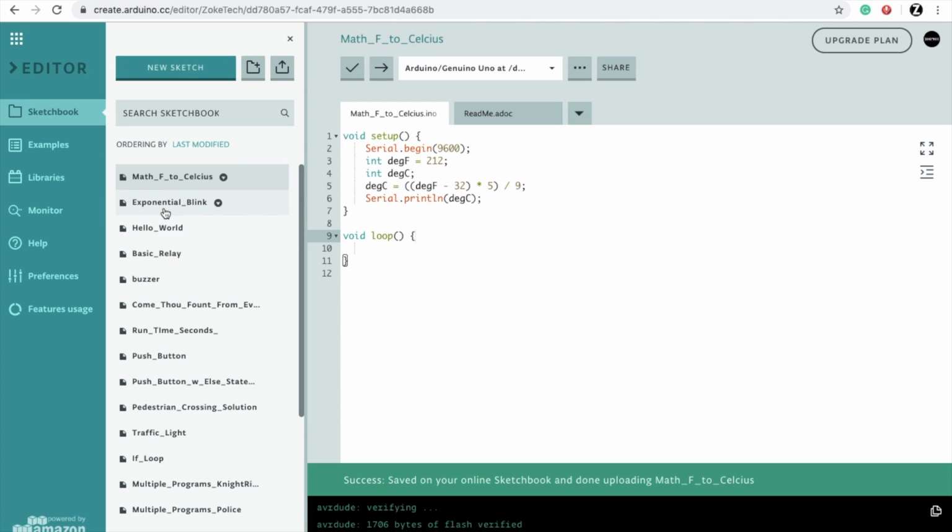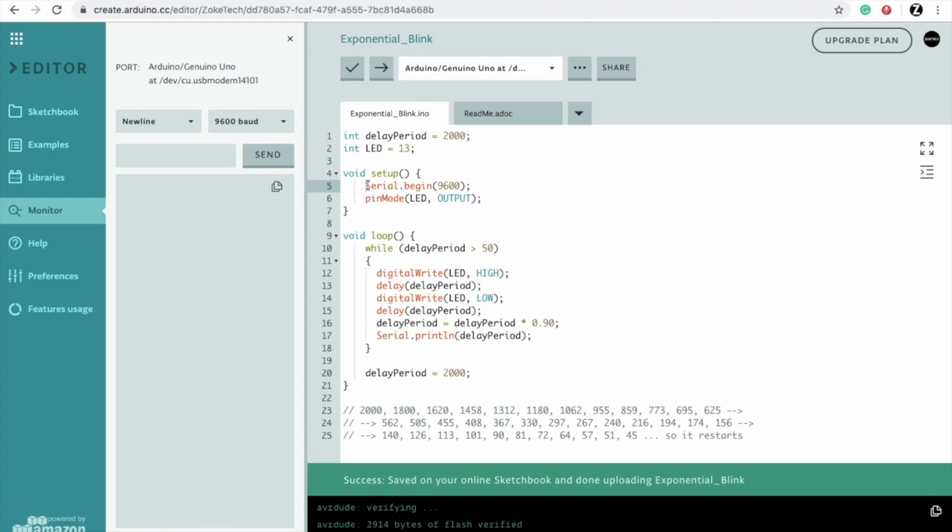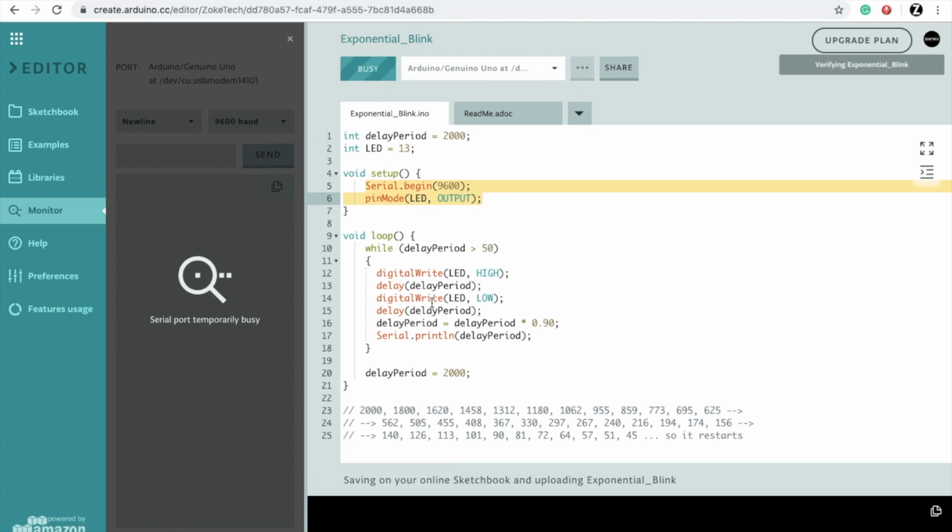This one's called Exponential Blink. Take your LED, plug it into pin 13, which we've declared here on line 2 of the code. And I've also declared that this delay period is 2,000 milliseconds, so 2 seconds is how long it's starting out. In the setup, I am saying 2 things. I'm saying 1, that serial monitor needs to begin because that's necessary for me to see the numbers, and then 2, the LED is an output, and I just have to declare that. Okay, I'm going to go ahead and upload this while I talk about it.